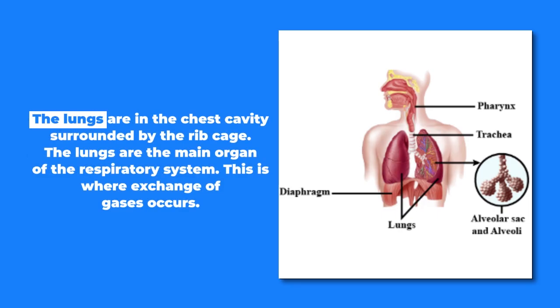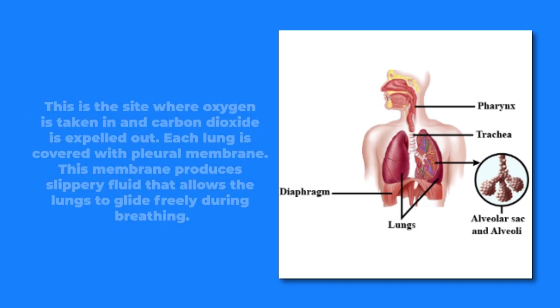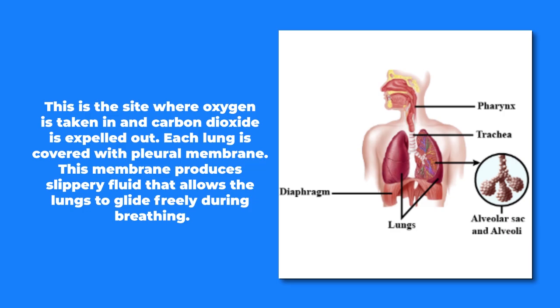Number 4, lungs. The lungs are in the chest cavity surrounded by the rib cage. The lungs are the main organ of the respiratory system. This is where the exchange of gases occurs. This is the site where oxygen is taken in and carbon dioxide is expelled out. Each lung is covered with pleural membrane. This membrane produces slippery fluid that allows the lungs to glide freely during breathing.